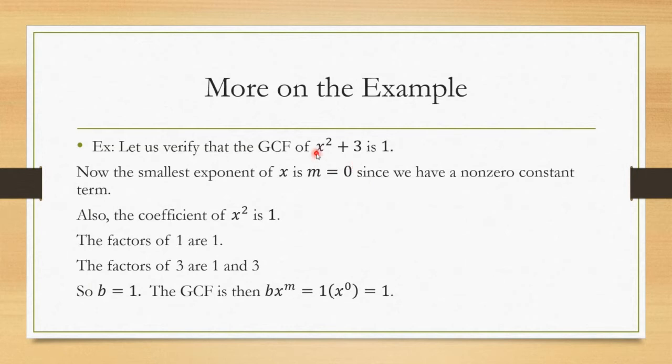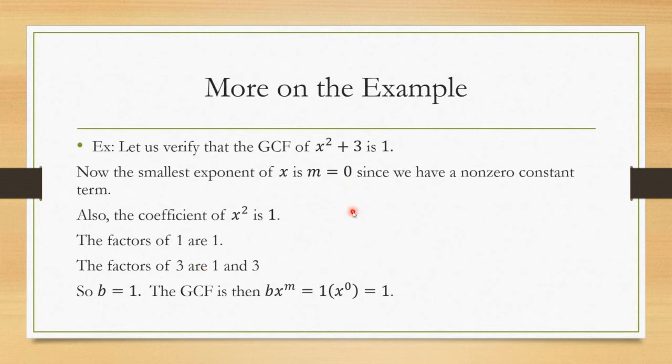Also, the coefficient of x squared here is 1, right? As you can see, the coefficient here is 1. So that's good. Okay. Well, since the coefficient is 1, what's the greatest common factor of the coefficients and the constant term? Well, the only factor of 1 is just 1 itself. And the factors of 3 are 1 and 3. So the greatest common factor has to be 1. So B has to be 1.